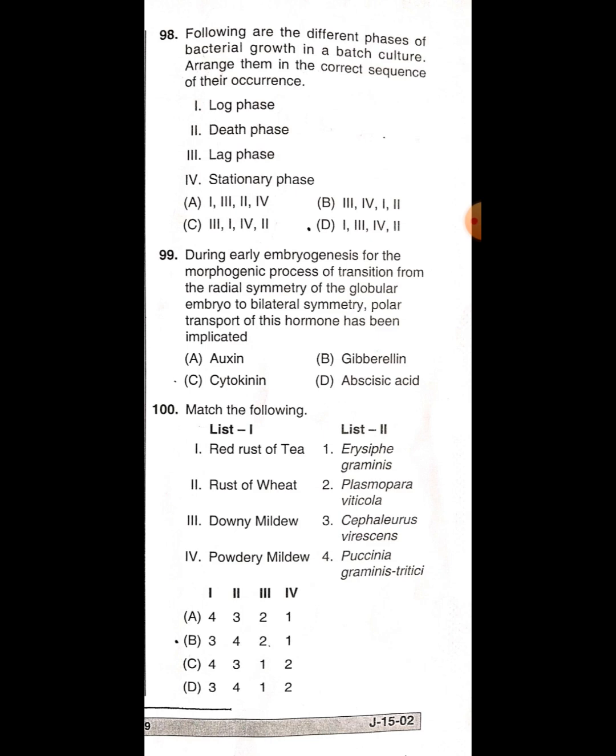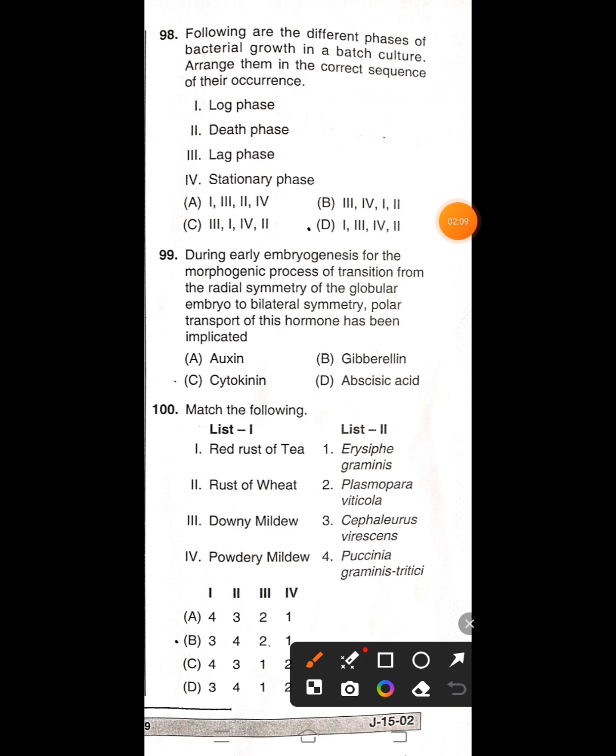Following are the different phases of bacterial growth in a batch culture. Arrange them in the correct sequence of their occurrence. So, lag phase, death phase, log phase, stationary phase. For this, the correct answer is C. Lag phase, then log phase, then stationary phase, and then death phase. That is the correct answer about growth phases of bacteria. So let's see the next question.